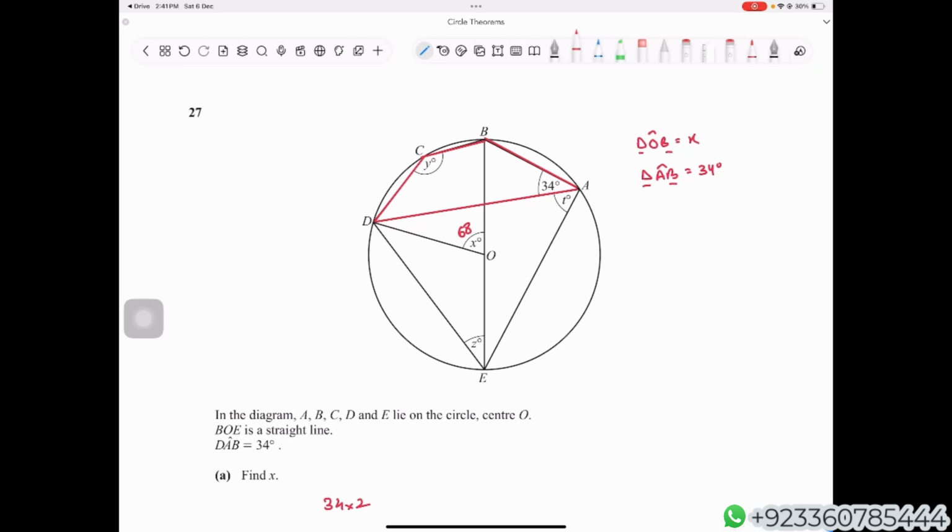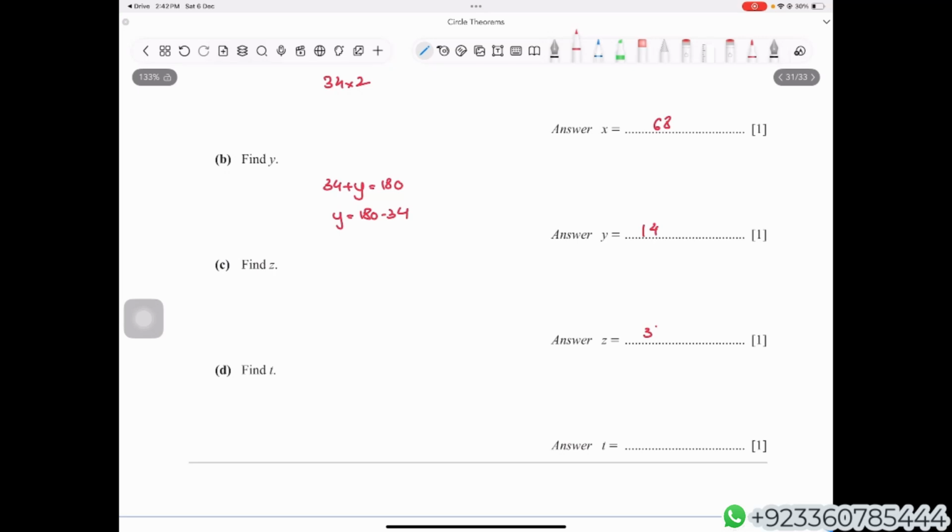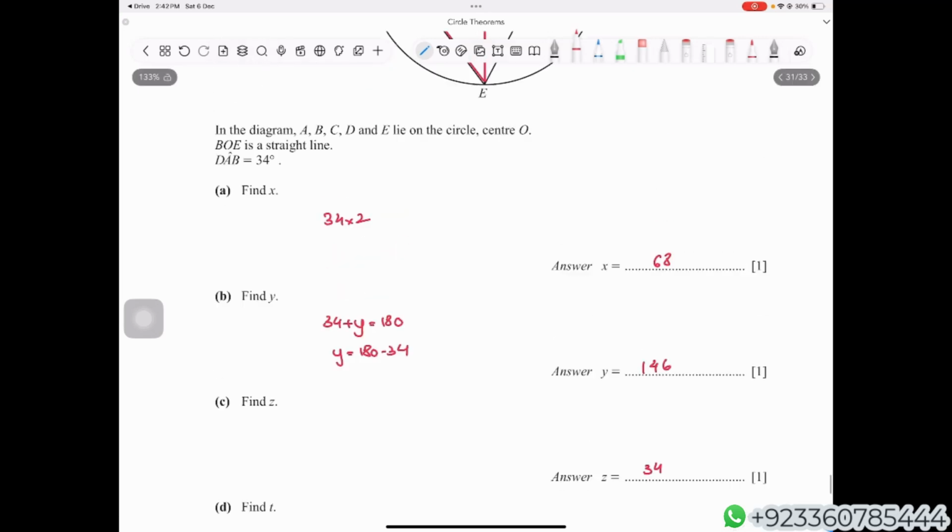Now for Z, can you see that again, if I take the chord DB, X is the angle at the center, which is DOB, and DEB is Z. So it's the angle at the circumference. So DEB is also going to be 34 degrees. I hope this is clear.